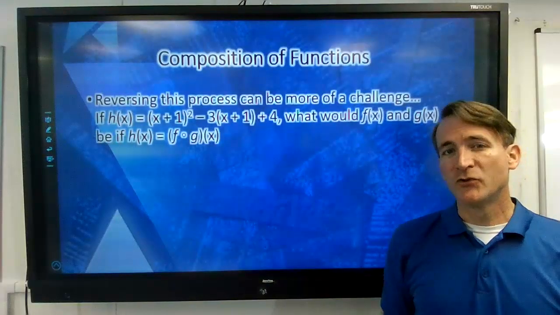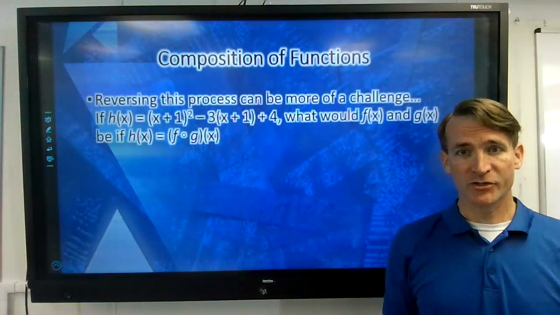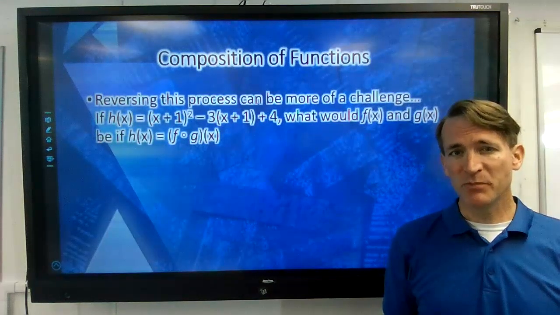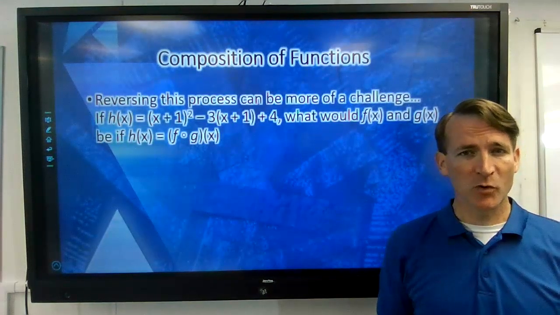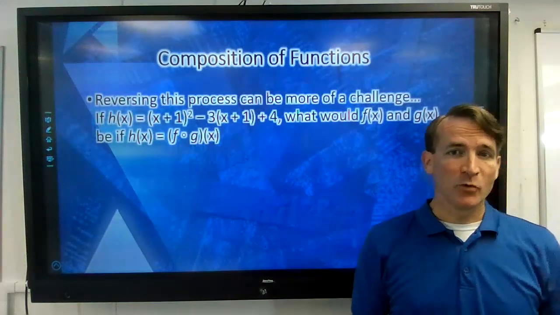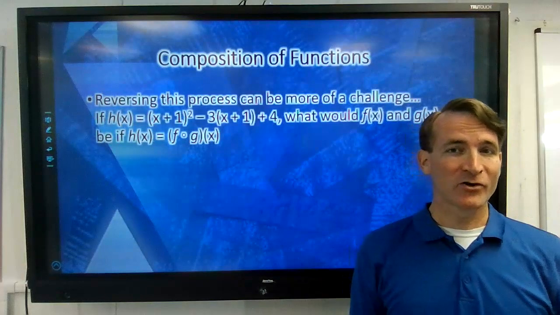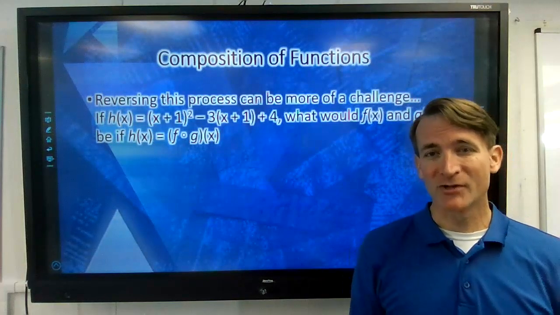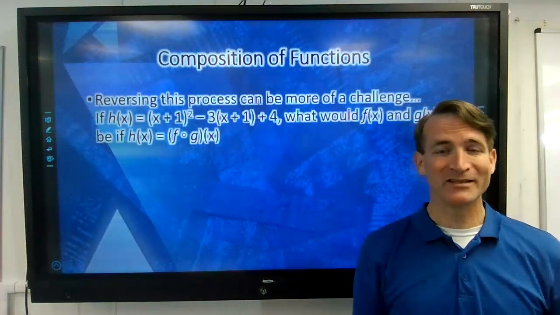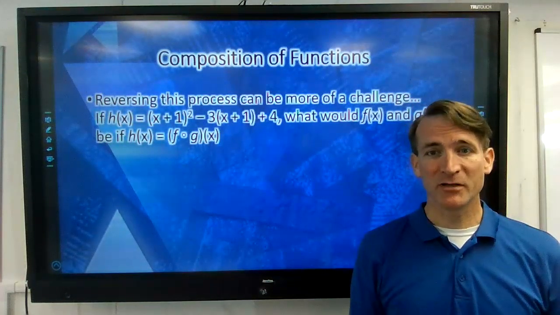So that brings us to reversing the composition, the decomposition of functions. It can be a little bit more tricky, a little bit more of a challenge. One of the other pieces that makes these a little bit more of a challenge is the fact that there could be multiple answers to the same question. So we could decompose it in different ways and it still be legitimate.